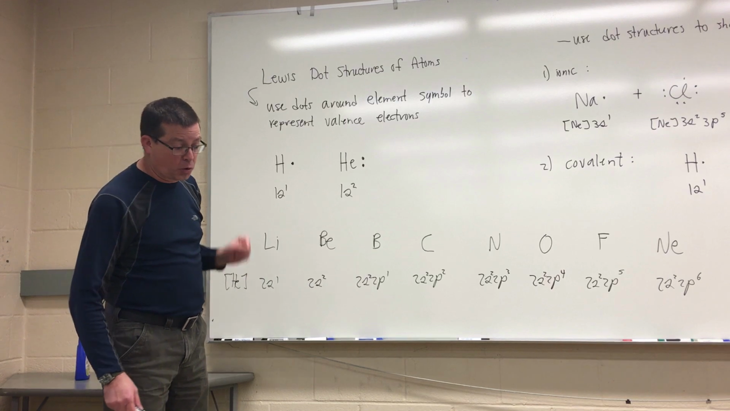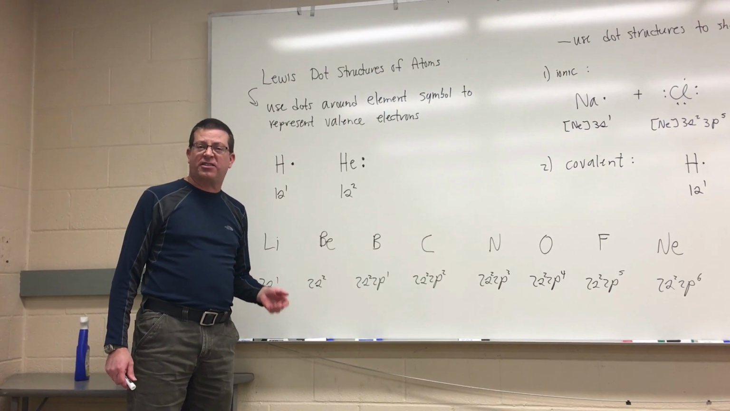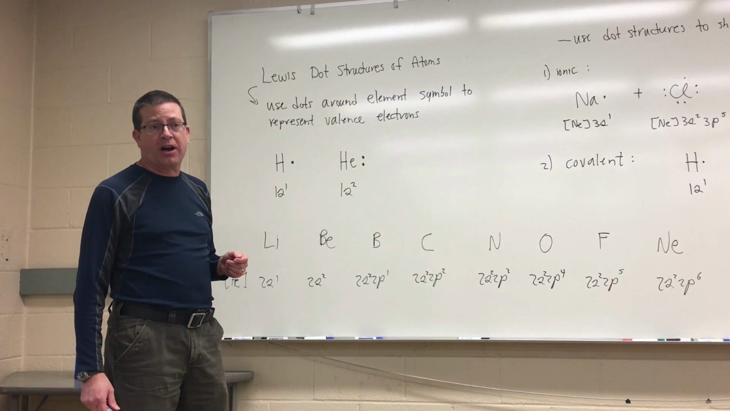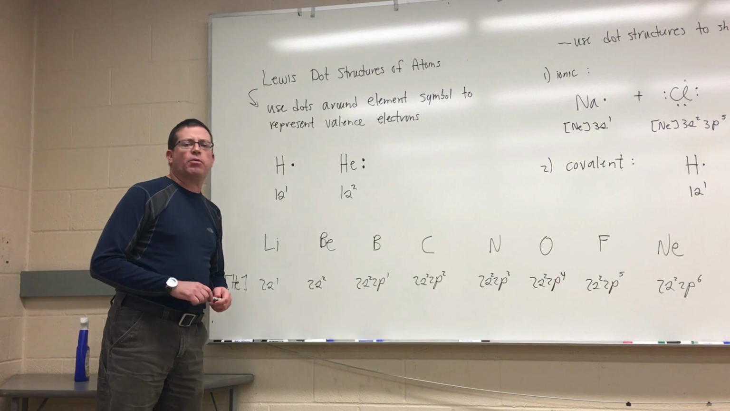All right, so this is a shorthand way so that we can represent only the valence electrons that are, again, taking part in the bonding process to the exclusion of all the other core electrons. So here's how we do it.